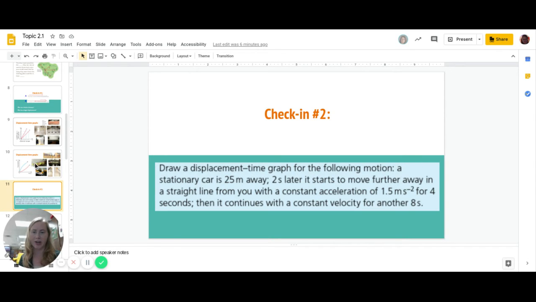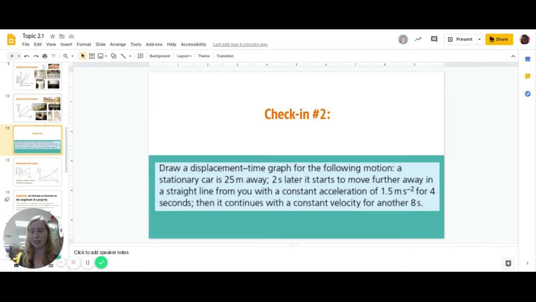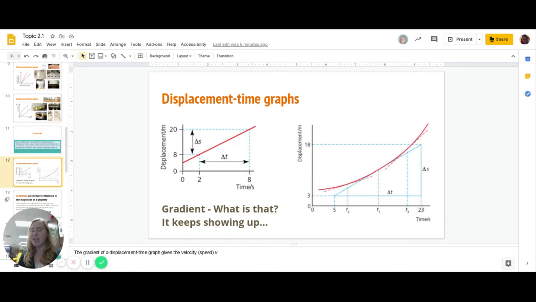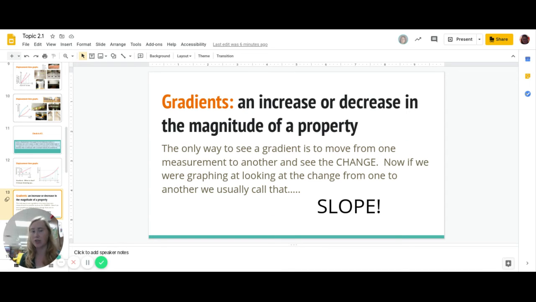Be careful, they're going to try and trick you with this word straight line. And so if you want me to talk about that one, I can talk about it. But in general, displacement versus time graphs have a gradient to them, or if you don't know what a gradient is, just an increase or a decrease in the magnitude of a property. The only way you can see that on a graph is with a slope. And so we're going to be talking about slopes.